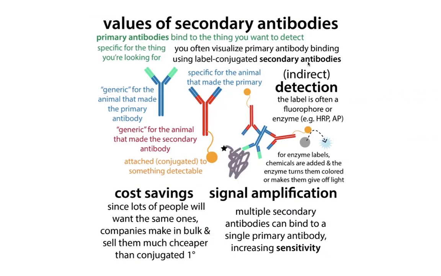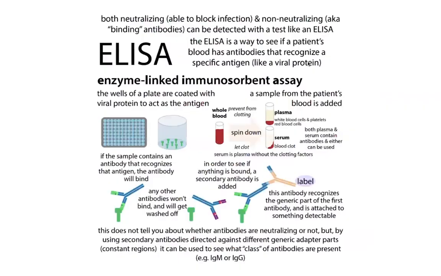We'll get much more into the details, but antibodies have a part that's generic for the animal that made them, and a unique part that's going to recognize some specific feature. And we can use antibodies that recognize specific parts of molecules that we're looking for in order to identify those molecules. One way that we can take advantage of this is with an ELISA.